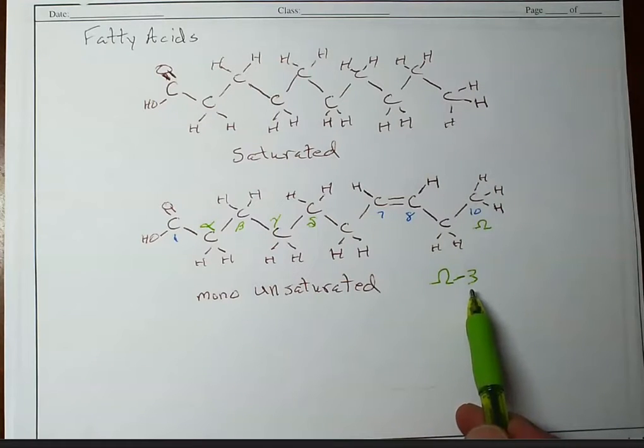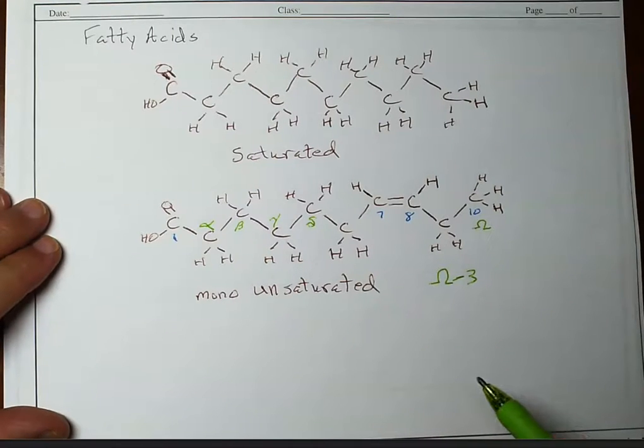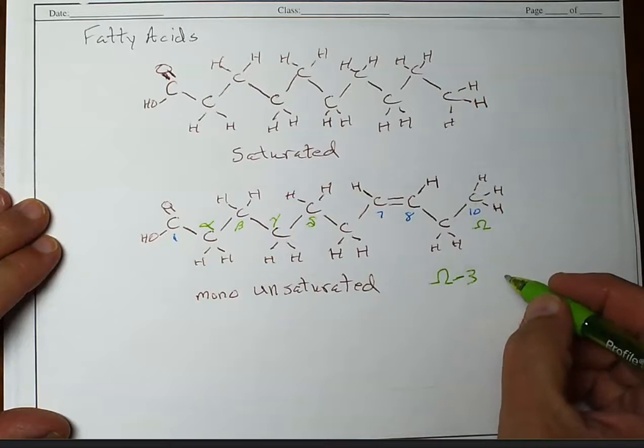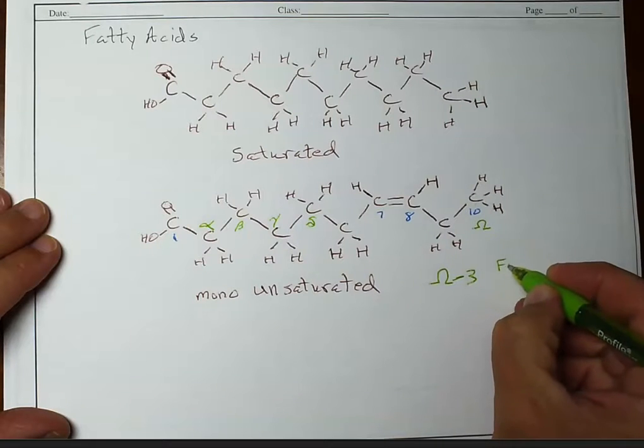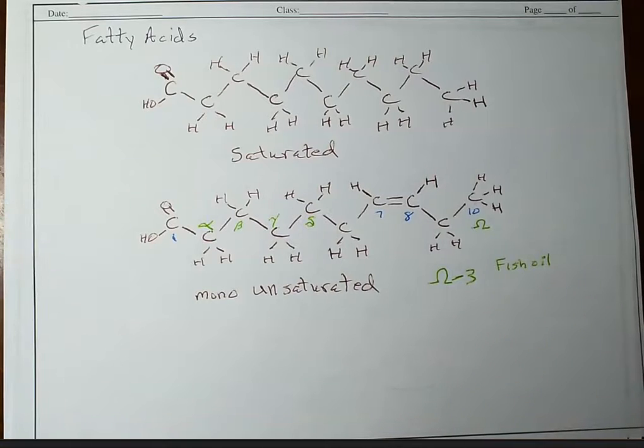So, in addition to omega-3 fatty acids being healthy for us, remember, omega-3s come from fish oil. In particular, fish that live in cold ocean water. So salmon, cod, mackerel, their oil in the flesh and in particular in the liver is going to be very rich in omega-3 fatty acids.